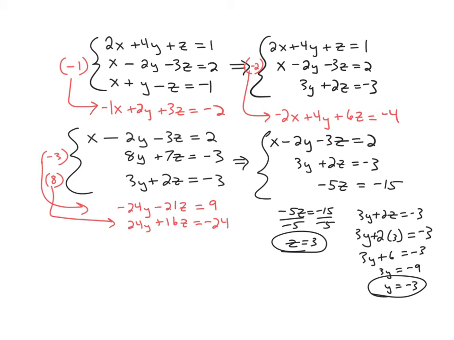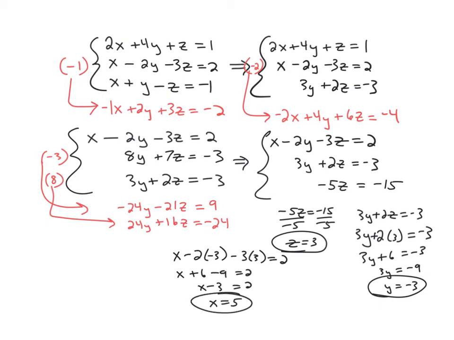And then the last thing I'm going to do is take this value of z, this value of y, and put them up in the top equation so that I can find x. So I have x minus 2 times y minus 3 times z, which is 3, equals 2. So x plus 6 minus 9 equals 2. x minus 3 equals 2, so x would be 5, which means my solution is 5, comma, negative 3, comma, 3. x, y, and then z.